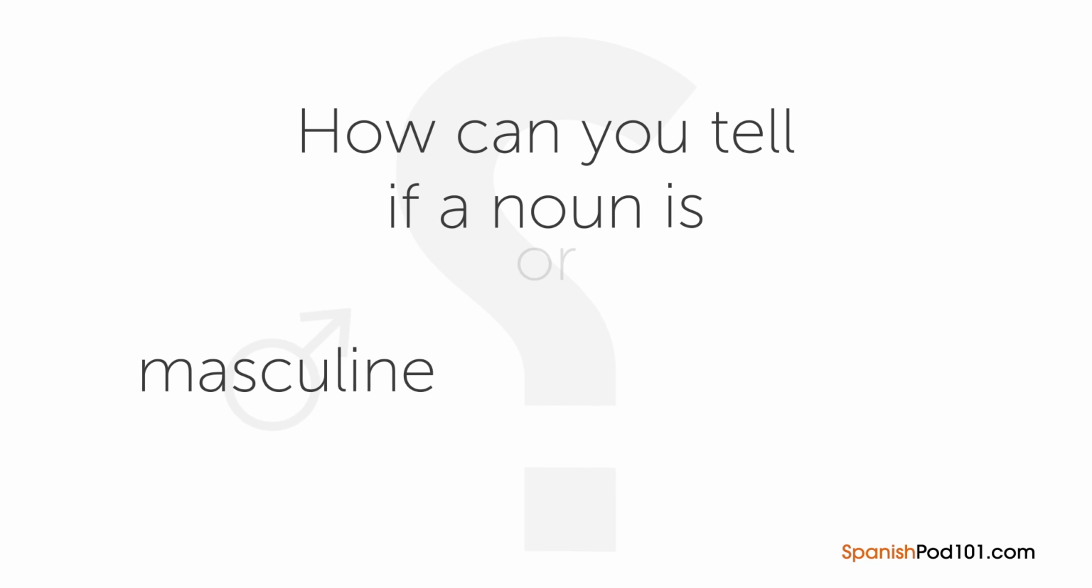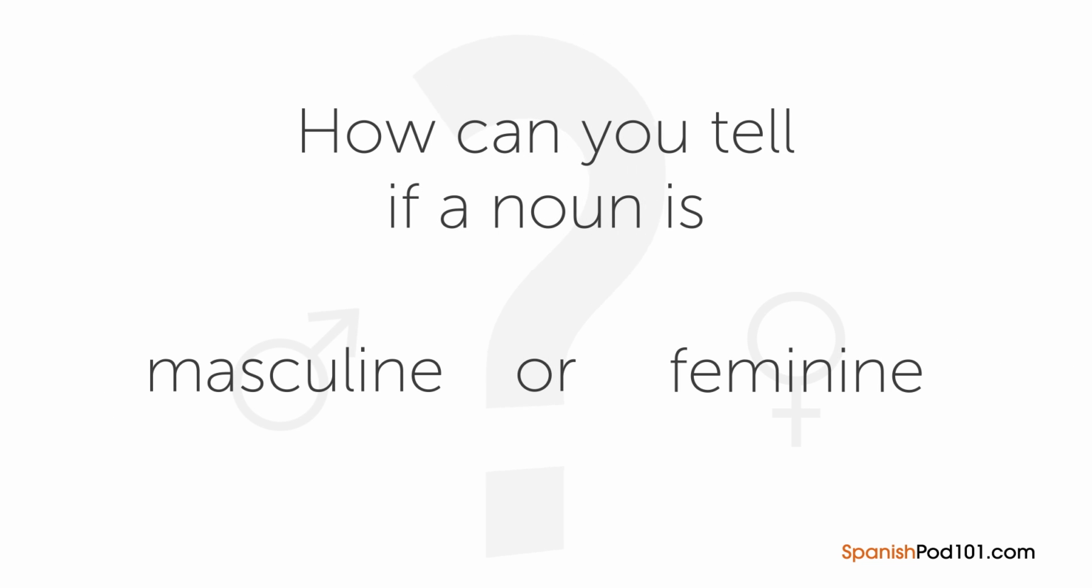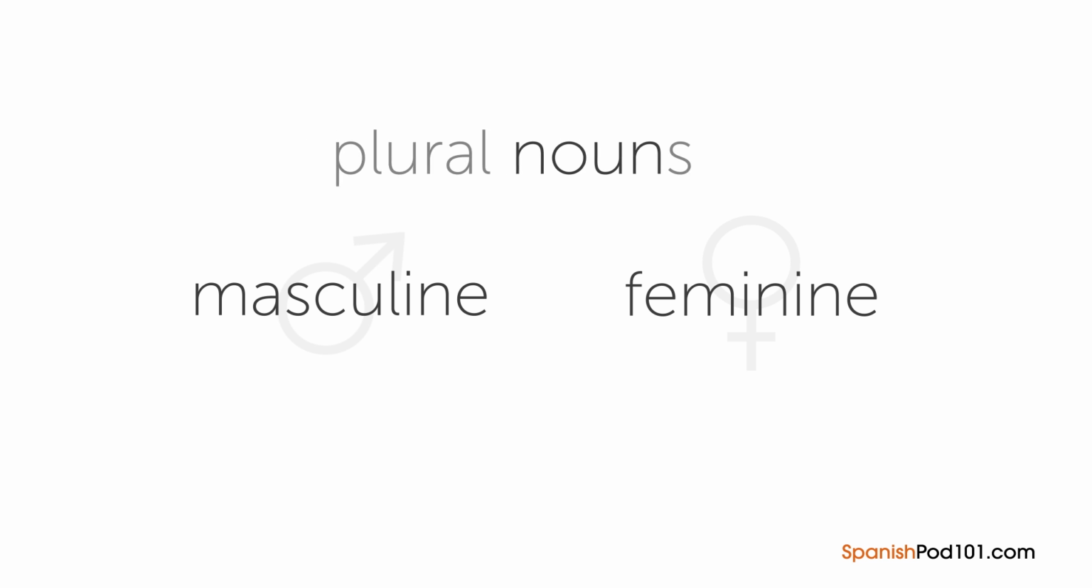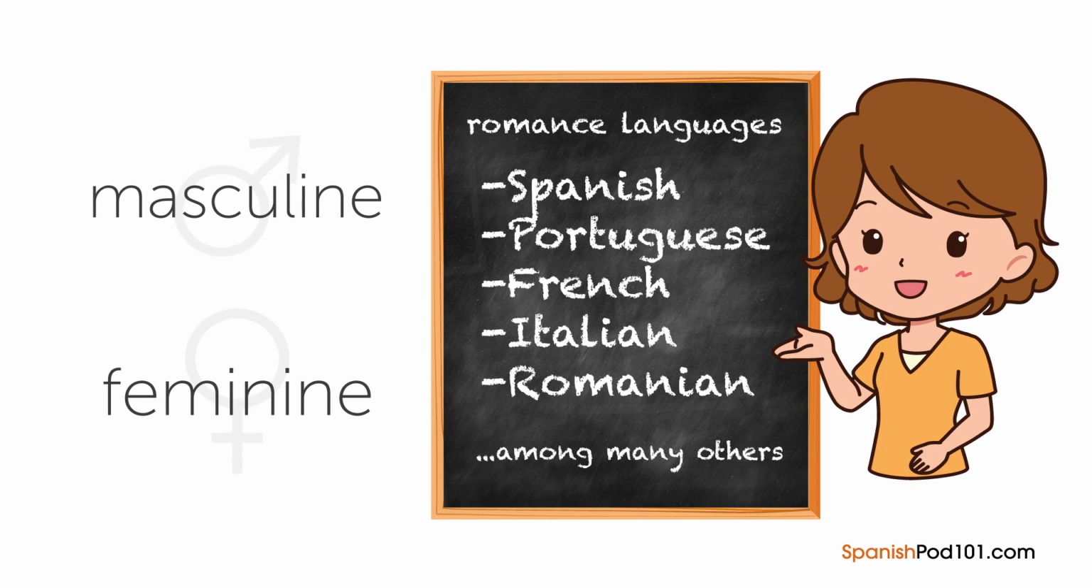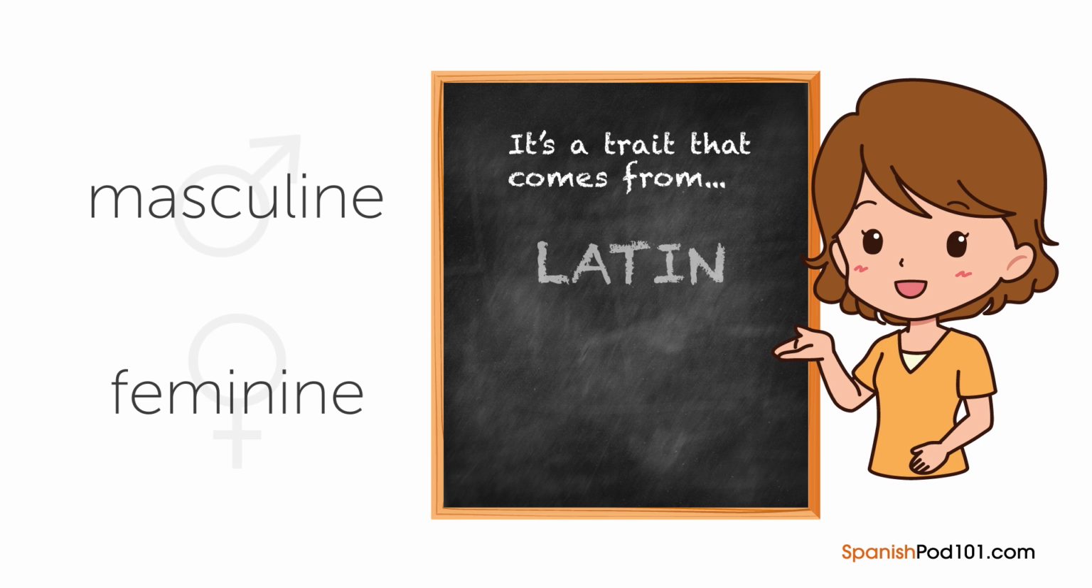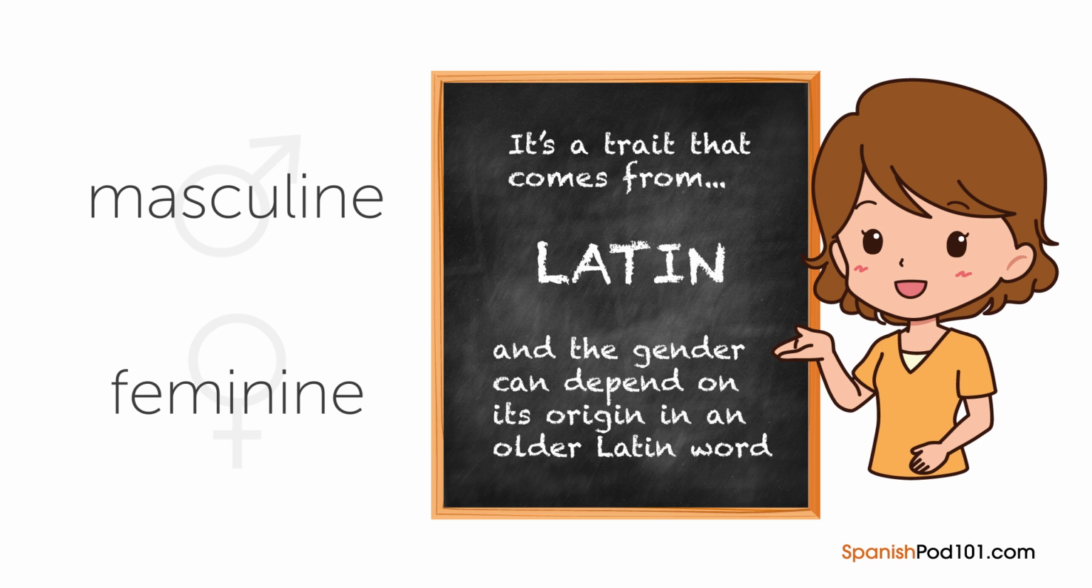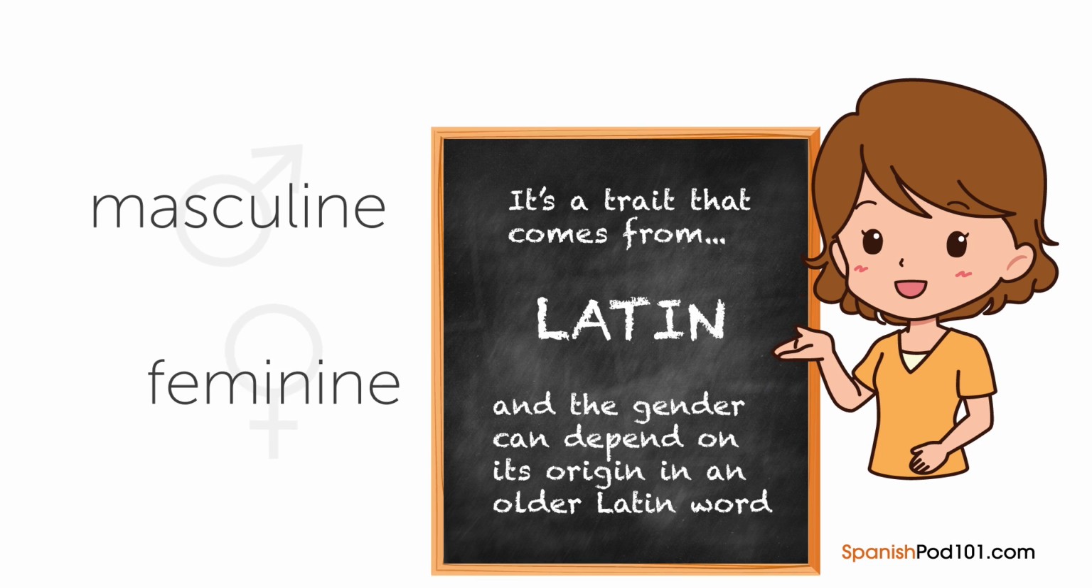The question for this lesson is, how can you tell if a noun is masculine or feminine? In Spanish, every noun has a gender. That applies to plural nouns too. Other Romance languages have masculine and feminine nouns too. It's a trait that comes from Latin, and the gender can depend on its origin in an older Latin word.